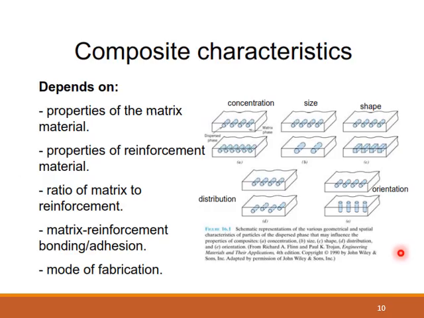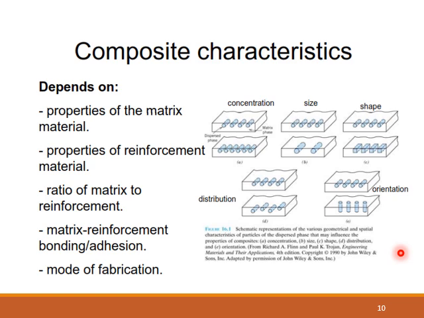Okay, so now if you form a composite material, there are certain factors that define or affect the property of the composite material that you have designed. Those characteristics of the composite will be dependent on certain unique factors that you put into consideration during the course of the design of your engineering composite material. These factors are the properties of the matrix material, the properties of the reinforcing material, the ratio of the matrix to the reinforcing material, the bonding or the adhesion between the matrix and the reinforcement, and the mode of fabrication. So let me take the first one, the properties of the matrix material.